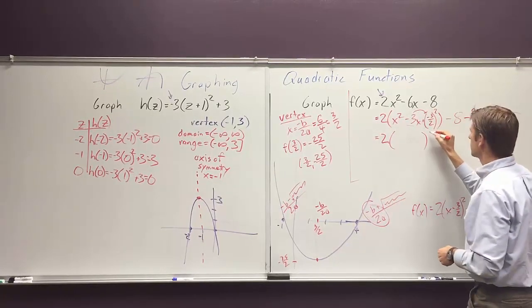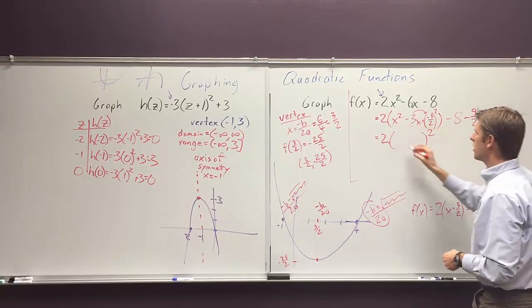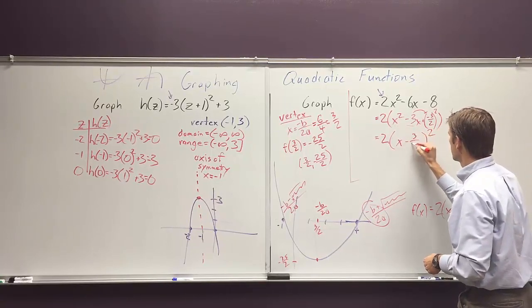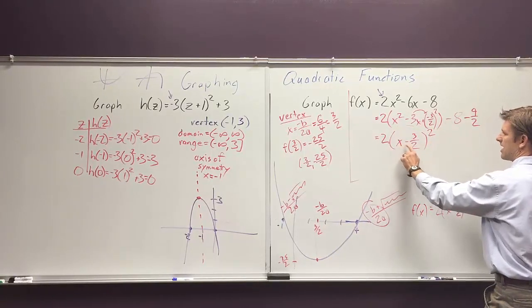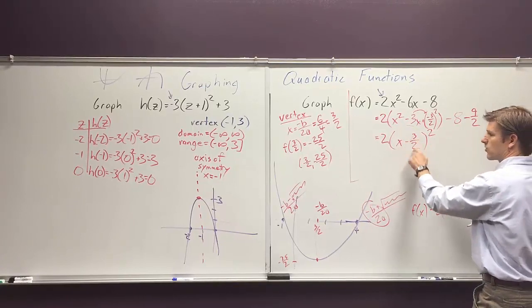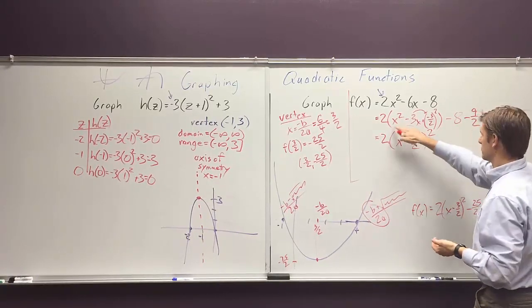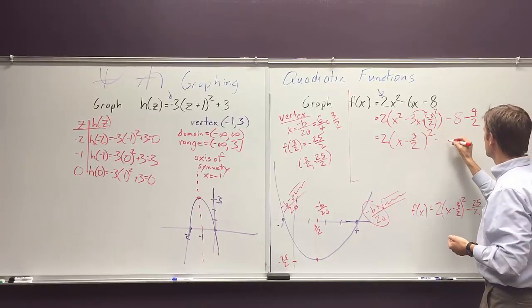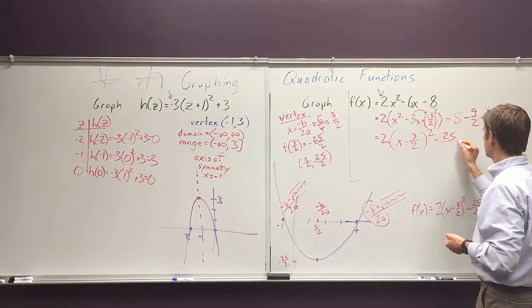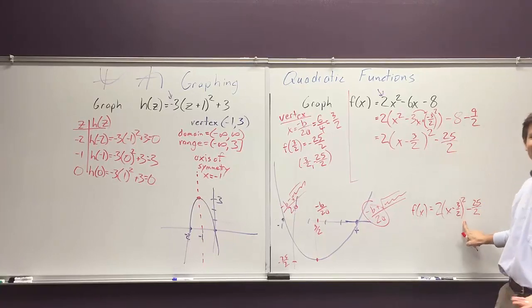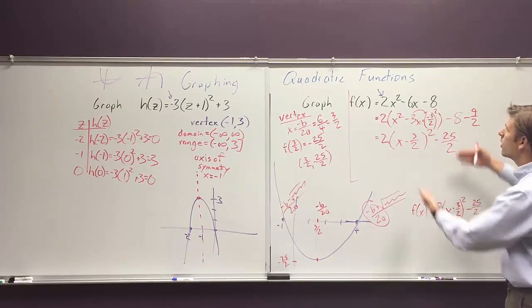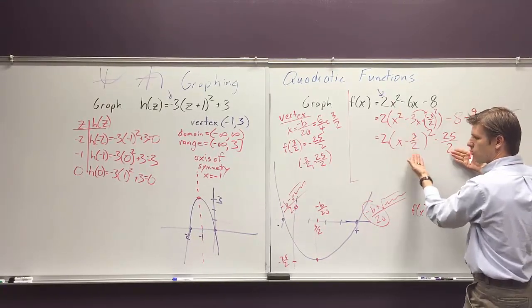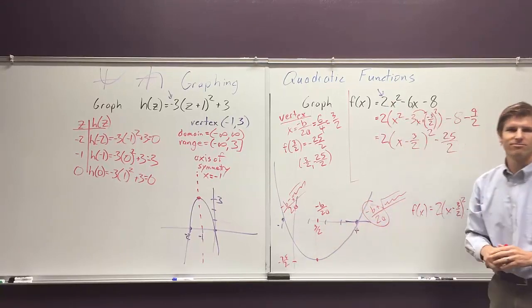So why did I do that? Well, the whole idea of completing the square is you can check. This is exactly x minus 3 halves times x minus 3 halves. We built it that way. That's exactly what happened here. And then this piece is negative 25 halves. Isn't it amazing? Exactly the answer we were looking for. You could always use completing the square to find the vertex as well.